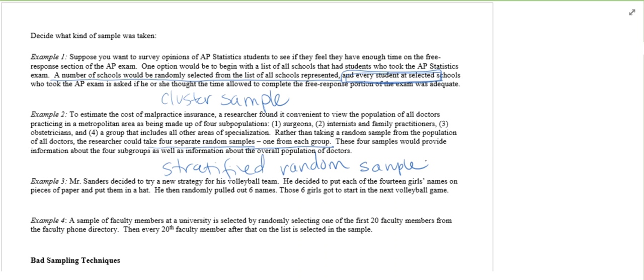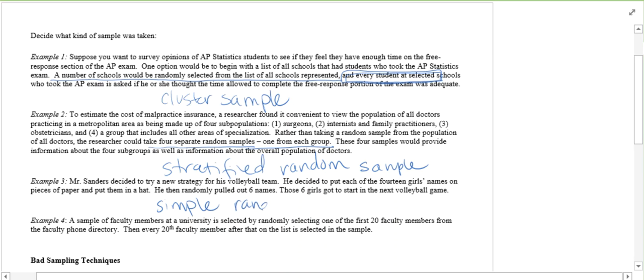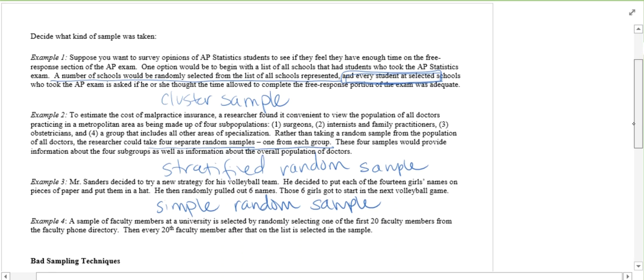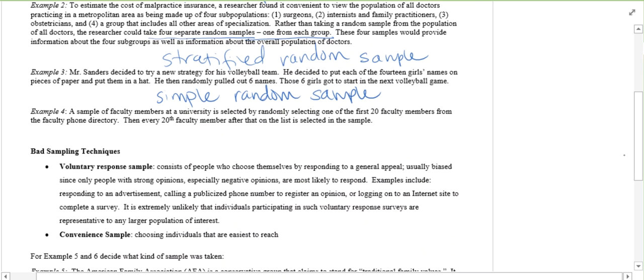Okay, so everyone on the varsity team, their names get put in. There's actually more than 14 girls on the team this year. They randomly pull out 6 names, and those girls get to start. What would that be? This is a simple random sample. Every girl had the same opportunity to be chosen. All their names were put in a hat and they were drawn out. They all had the same chance, so it's a simple random sample.